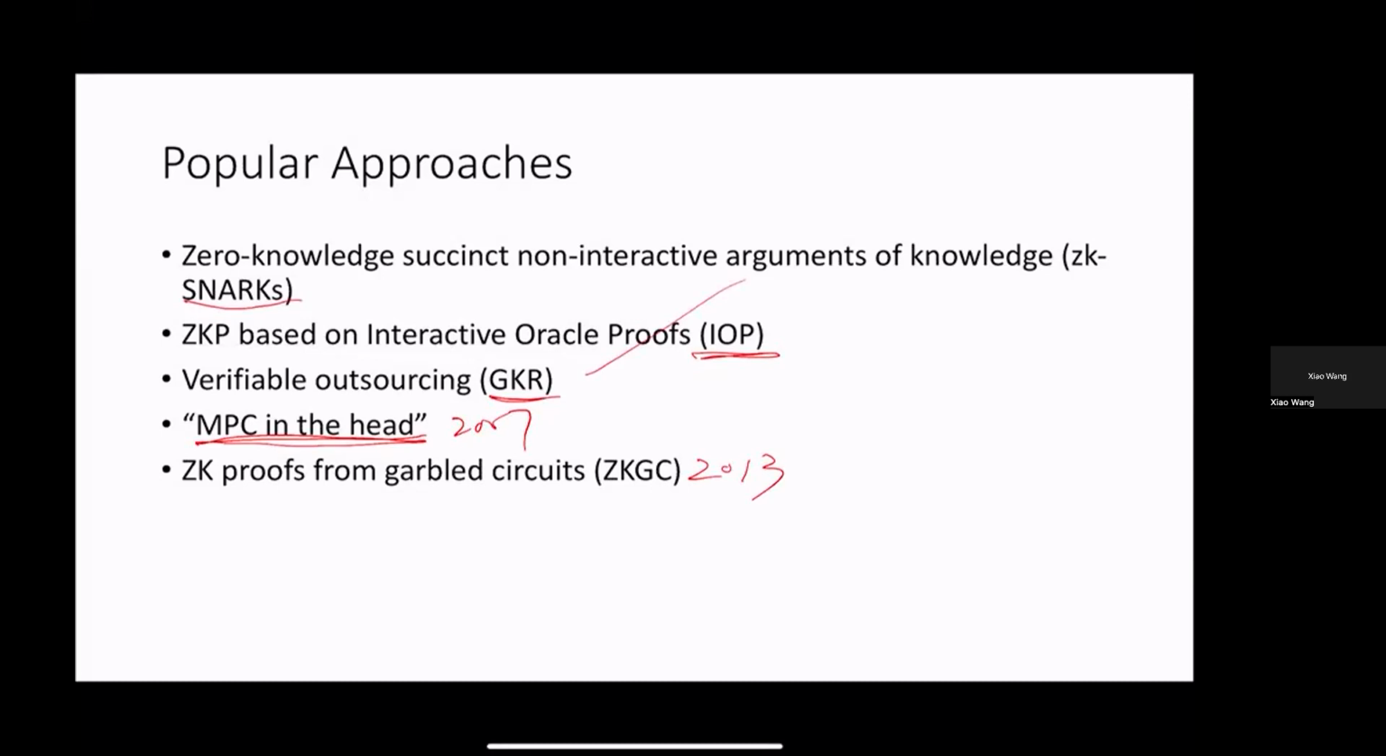MPC in the head is also non-interactive, but the last one, zero knowledge proof based on garbled circuits, is almost always interactive. It could be made non-interactive by paying a very high cost, but otherwise zero knowledge with garbled circuits is interactive and cannot be made non-interactive. That's the very important part. It cannot be made non-interactive.